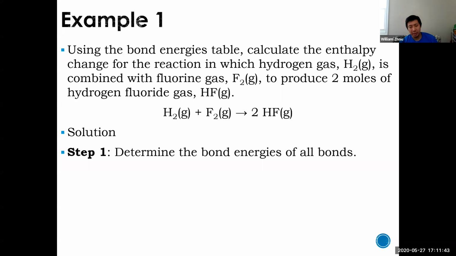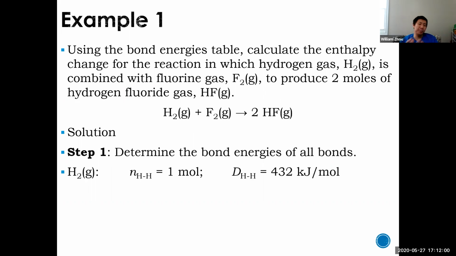Well, you have to determine the bond energies for all of the bonds that exist in this reaction. On the reactant side, you have H2 and F2. The bond that holds H2 together is an H-H bond, two hydrogens bonded together. You could just look at the table and figure out that the bond energy for H-H is 432 kilojoules per mole. How many of these do I have? I have one H-H bond, right? I have one molecule of hydrogen, H2. That means there must be one H-H bond, so n equals 1 mole.